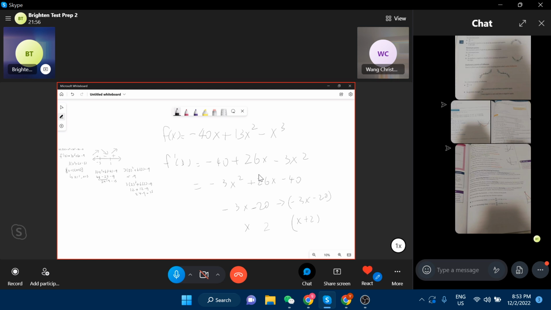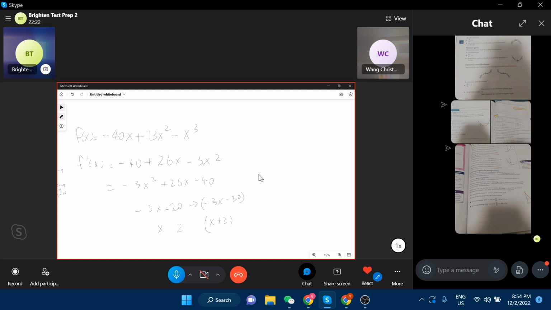I think I know where I got it wrong. I thought I could simplify it, so I reversed the signs. Ah, okay. So it makes sense, right? Yeah, but I thought that when you reverse the signs, because it equals 0 anyway, you could just cancel it out. Okay, let's continue with what we were doing. Let's see what we get.